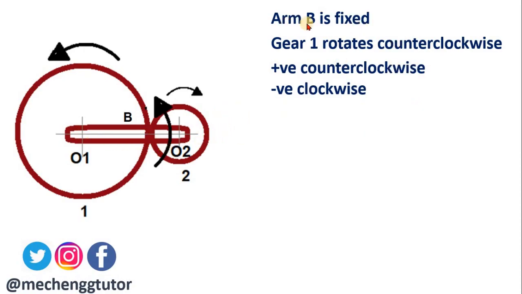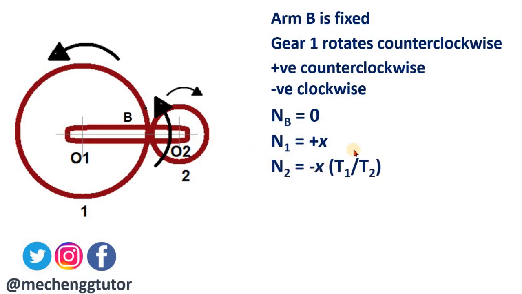So as the arm B is fixed, the speed of arm B will be 0. We give X rotations to this gear 1 in counterclockwise direction. So N1 will be plus X. So counterclockwise positive. So it will be plus X. Speed of the gear 2, that is N2, will be minus X into T1 by T2. Minus is because it is in clockwise direction.